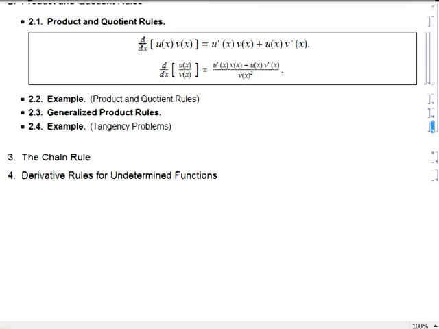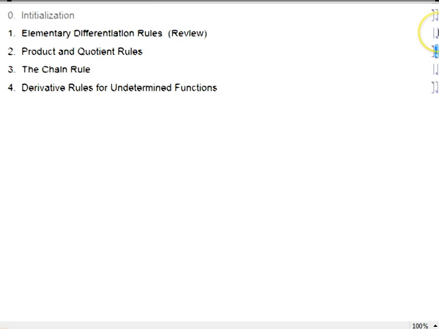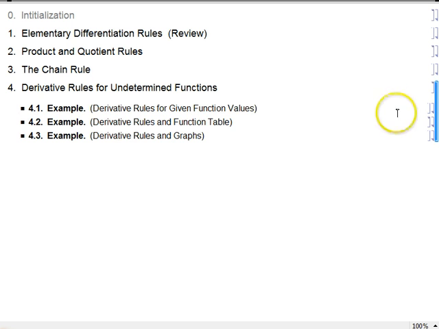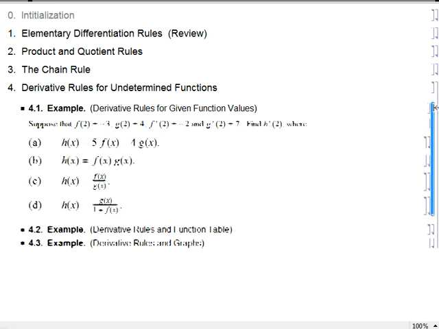Here in this notebook, in section 4, derivative rules for undetermined functions, the first one is related to product and quotient rules. Let's talk about this one. f of 2 is given as negative 3, g of 2 is 4, f prime of 2 is negative 2, and g prime of 2 is 7. Find h prime of 2, where h of x is given as these.